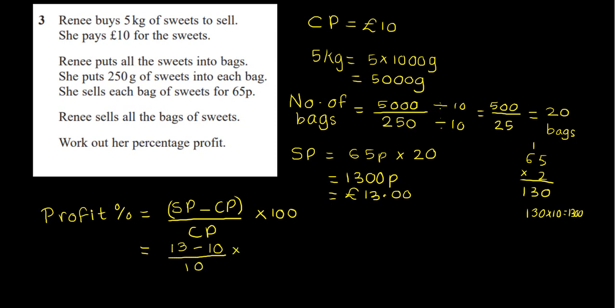Forgot the brackets. Let me put them in. There we go. 13 minus 10 is 3 over 10 times 100, and that would be 3 times 100 is 300 divided by 10. That is 30%. Okay, so she makes a profit of 30%. Let's move on to the next question.